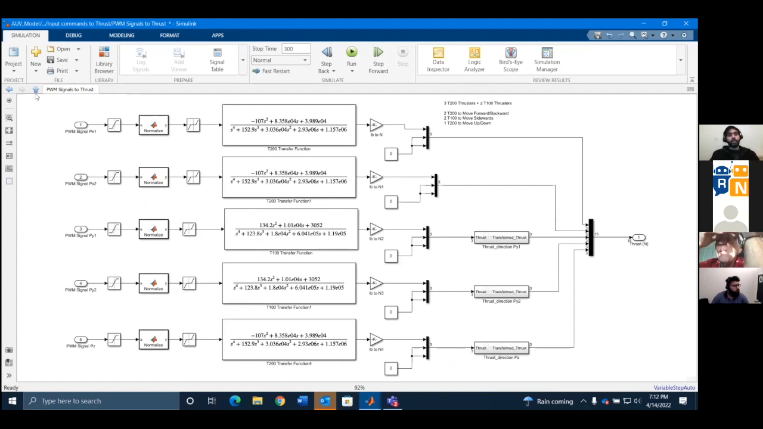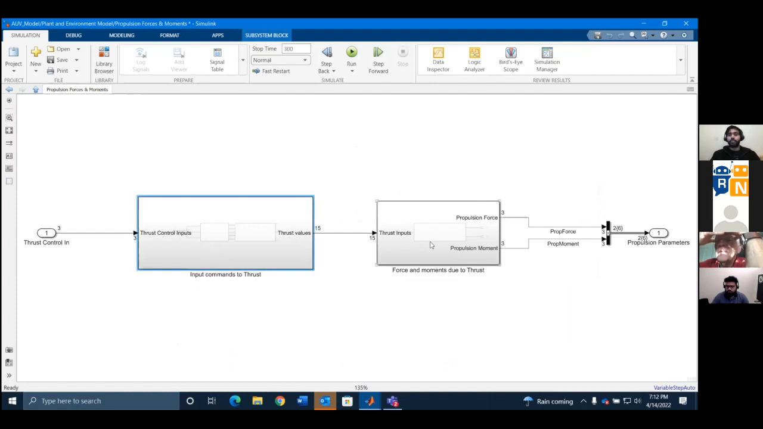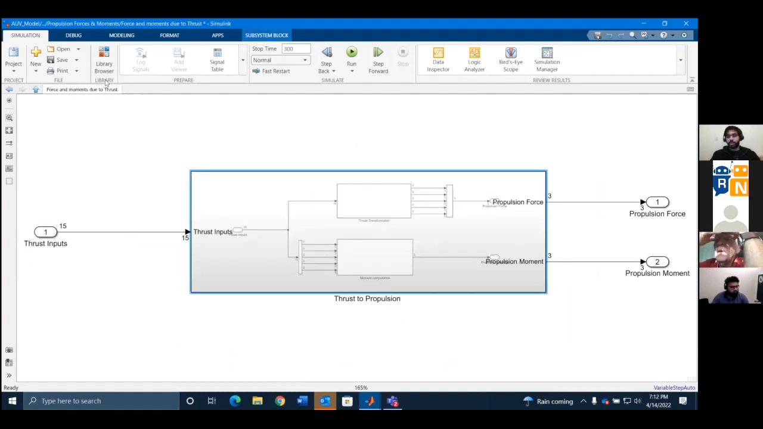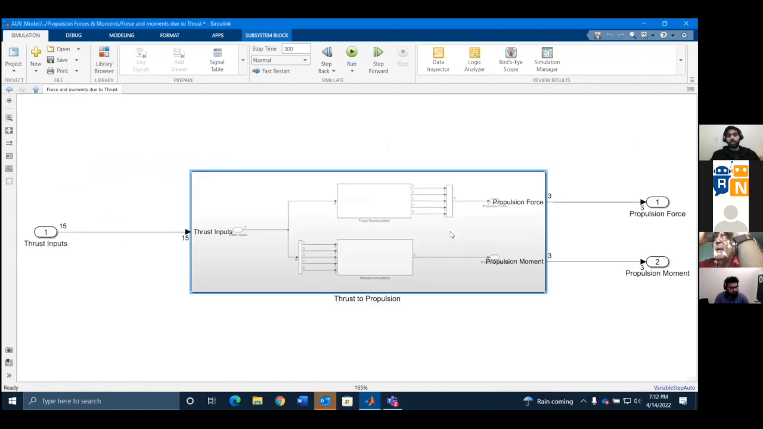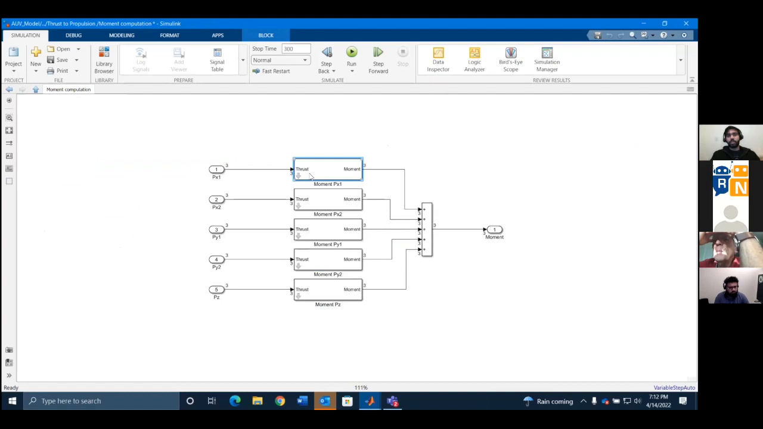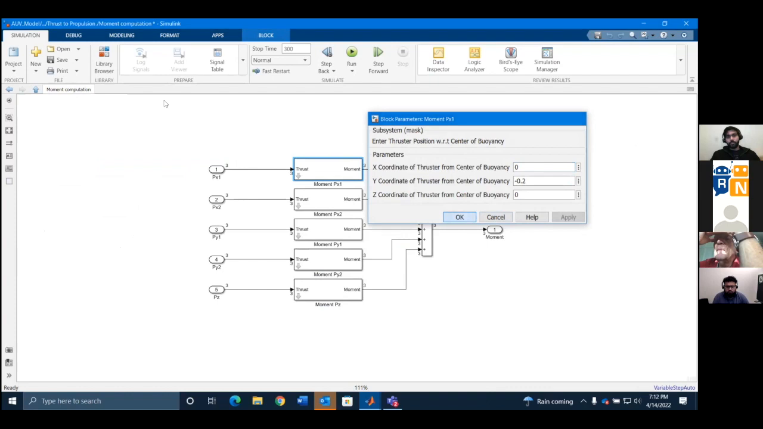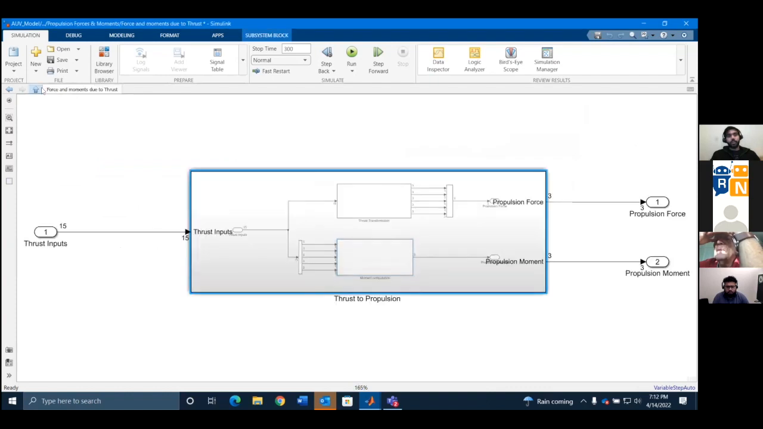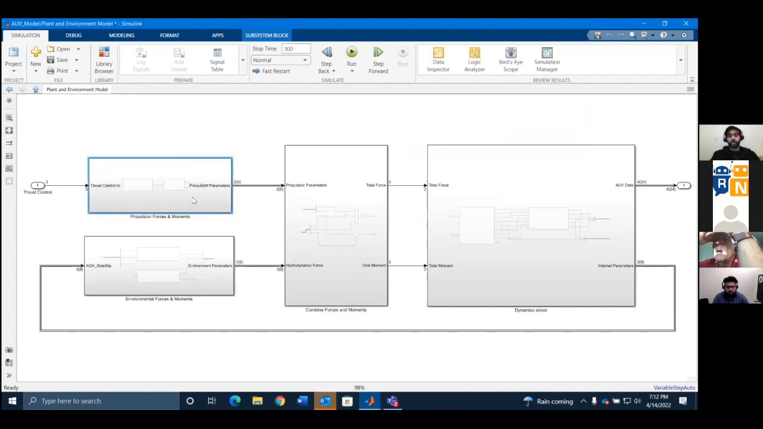Once you have your thrust forces, you calculate the moments. To calculate moments, you basically take the cross product. Once you have your propulsion forces, let's take a look at the environmental forces.